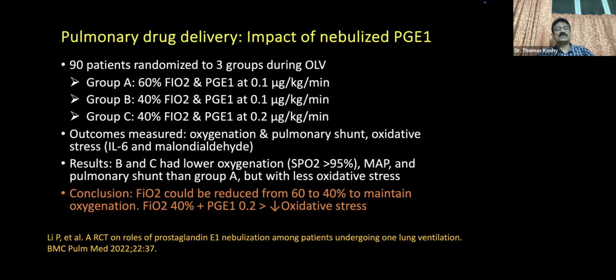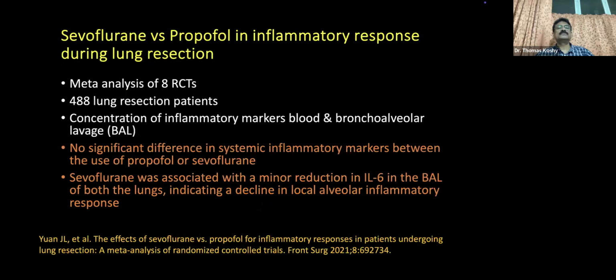One lung ventilation, because oxygen is also a toxin. So FiO2 could be reduced to 60 to 40% to maintain oxygenation with the prostaglandin infusion. Now, I come to the last parts of my presentation.